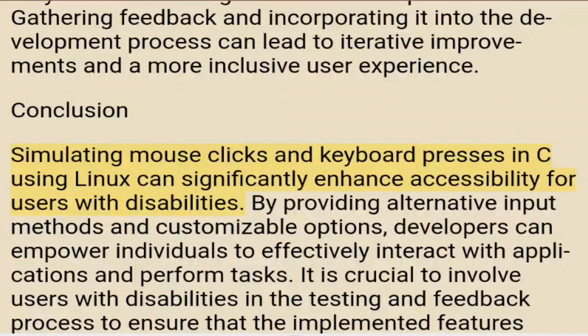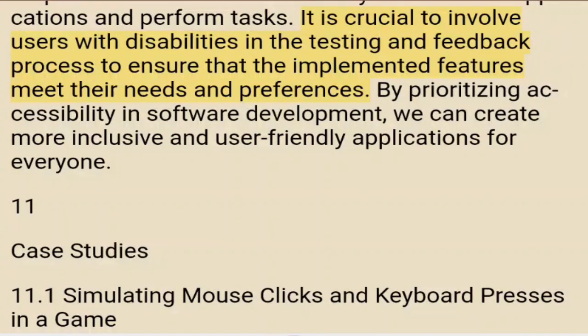Simulating mouse clicks and keyboard presses in C using Linux can significantly enhance accessibility for users with disabilities. By providing alternative input methods and customizable options, developers can empower individuals to effectively interact with applications and perform tasks. It is crucial to involve users with disabilities in the testing and feedback process to ensure that the implemented features meet their needs and preferences. By prioritizing accessibility in software development, we can create more inclusive and user-friendly applications for everyone.